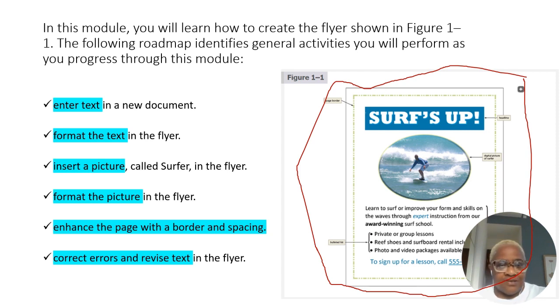So you learn how to enter text into a new document, you'll format the flyer, you learn how to insert a picture, which is this particular picture here, which is a surfer. That's the title for the picture, surfer. You'll format it. You notice there's lots of formatting, like the border, there's background color, there's underline, bullet points. So you'll do some formatting. You'll enhance the page and add spacing, enhance it by adding borders in different colors and making sure the margins work right. Correct errors, of course, and revise text.